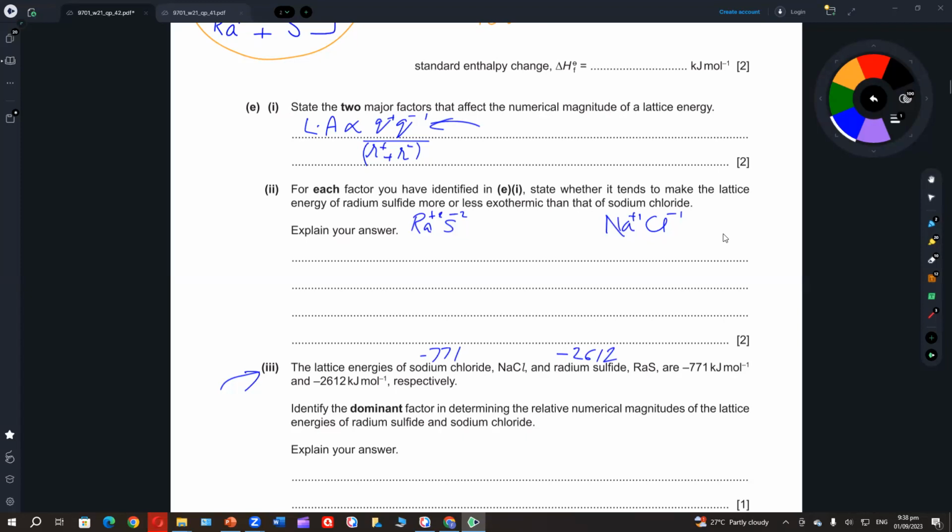Now can you tell me from the periodic table whether S-2 and Cl-1 are in the same period? Yes, they are in the same period. So sulfur -2, sodium +1, and radium +2. Which is bigger? Radium. And what about the sulfur? The sulfur will be bigger.